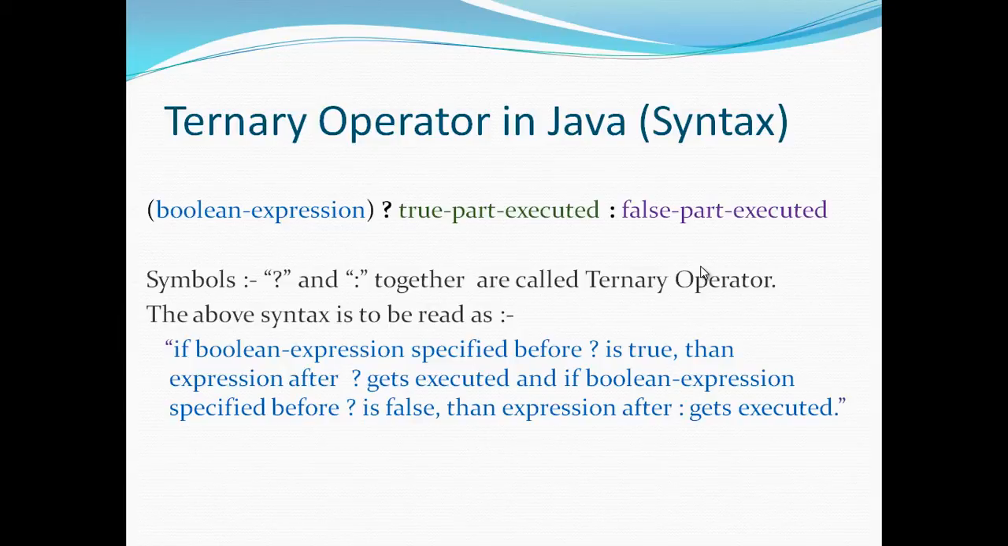Friends, if you look into the syntax of the ternary operator, you will see that there is one boolean expression followed by a question mark, then there is an expression, and then comes a colon, and then comes another expression. So here the question mark and colon, these two symbols together, make the ternary operator for us.